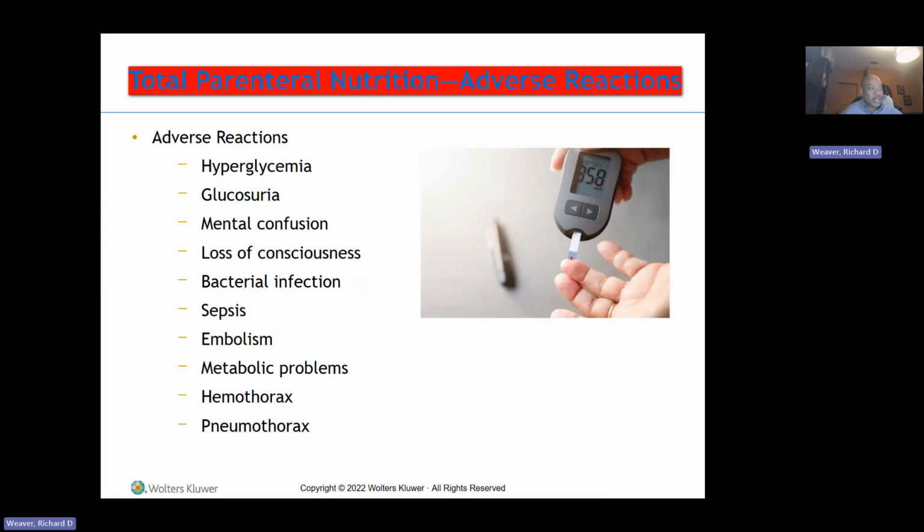Also, allergic reactions, metabolic problems as well, hemothorax and pneumothorax. And basically what that means is that when we insert one of those central lines, let's say near the lungs, like a subclavian central line, the triple lumen catheter, during the insertion process, they can inadvertently or mistakenly puncture the lung and cause hemothorax, meaning blood in the thorax, or pneumothorax, meaning air in the thoracic cavity or the chest cavity.